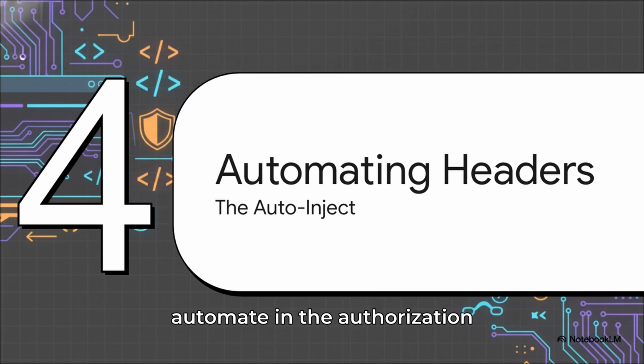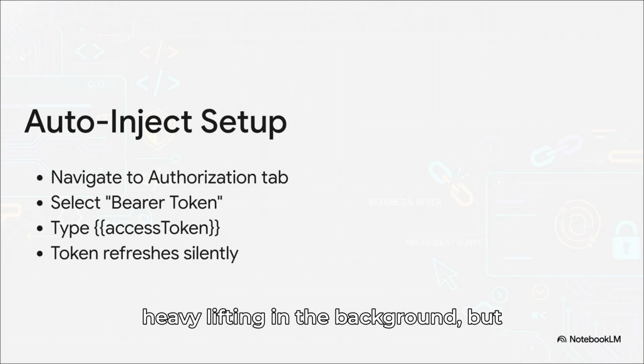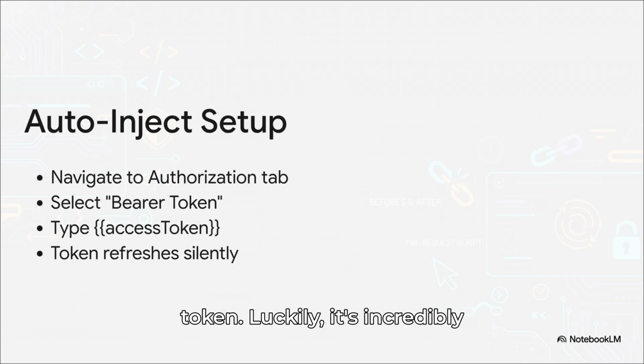Section 4. Automating the authorization header. Let's set up the auto-inject. Okay, so our script is doing the heavy lifting in the background, but we still need to tell our main request to actually use that fetched token.